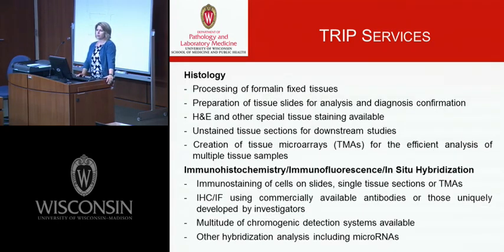So what can TRIP provide to investigators here on campus? I'm going to break it down into several different services. For histology, we can take the tissue that you have and process it if it is formalin fixed. If you have frozen tissues or formalin fixed tissues, we can provide tissue slides for you for analysis and confirmation of a diagnosis. We can perform H&E stains or other special staining techniques.